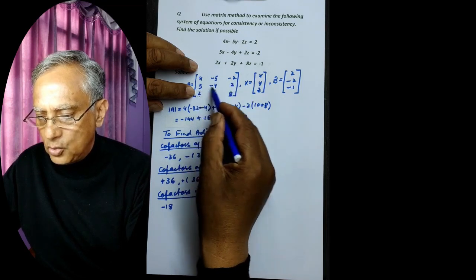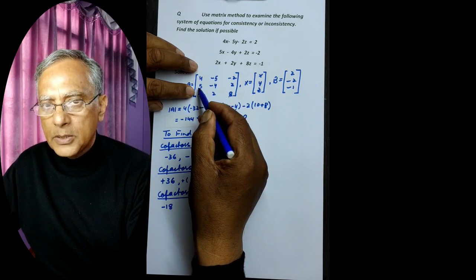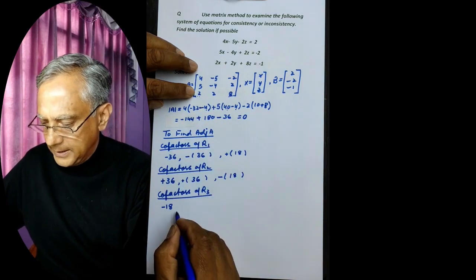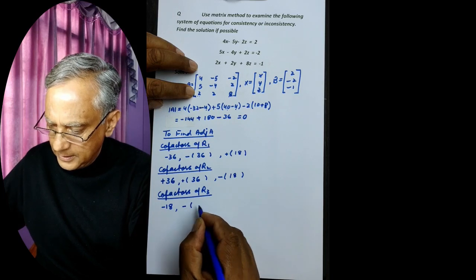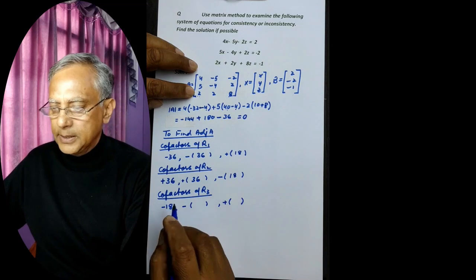Place of this entry is 1, 2, 3, third row and first column. 3 plus 1 is even. So we will have plus sign. And here we will have a negative sign. In next entry we will have a positive sign.